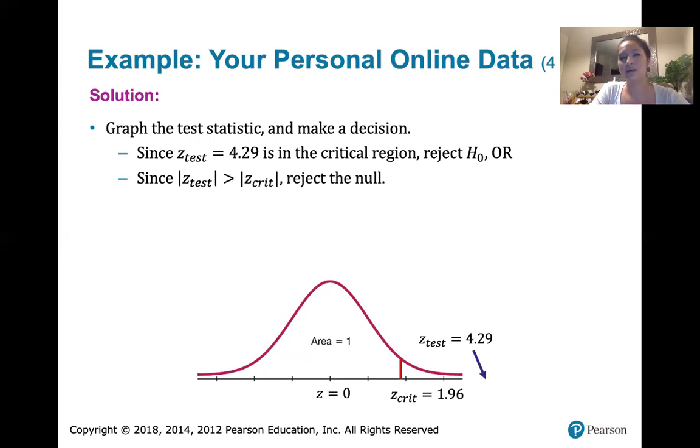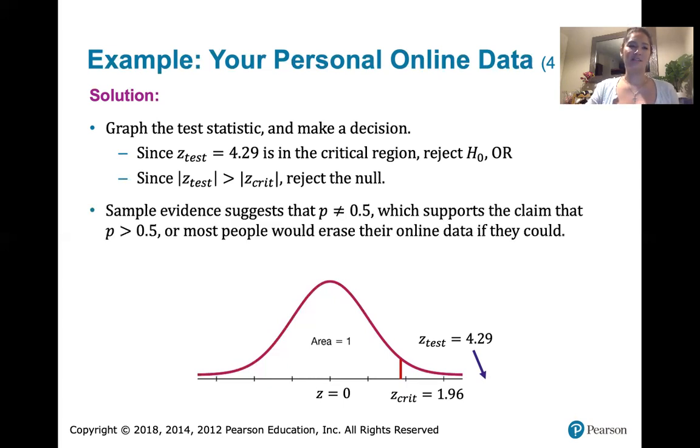Or another way to do it, and I think this way is in your book as well, is to look at the absolute value of z-test and compare it to the absolute value of z-critical. If the absolute value of z-test, which is 4.29 in our case, is greater than the absolute value of z-critical, which is 1.96, what that's saying is that that z-test score is much more extreme than that critical value of z. So it's farther out in the tails. And in that case, we're going to reject the null hypothesis.